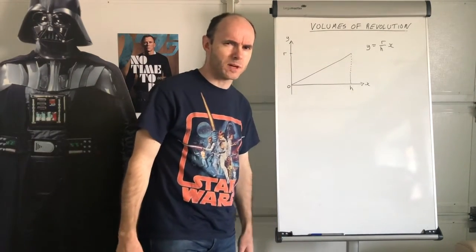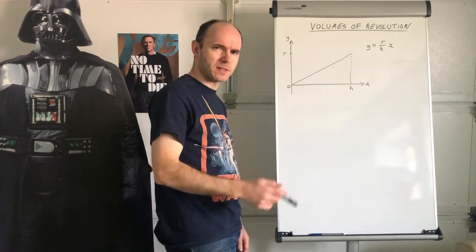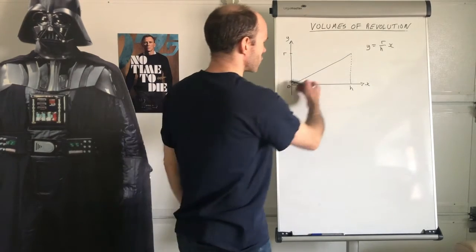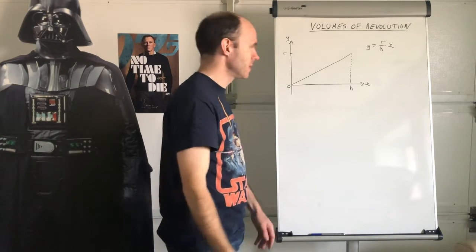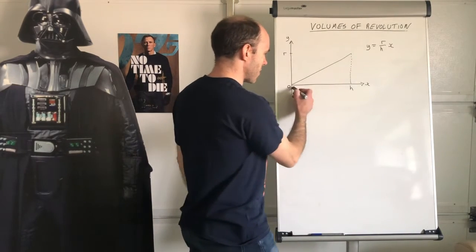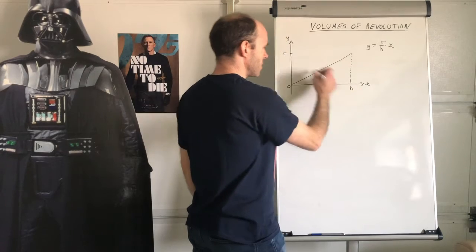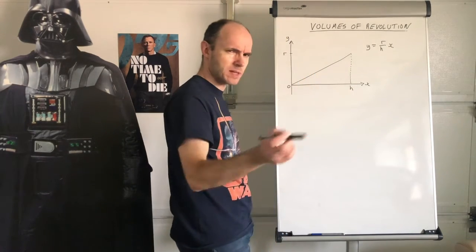This is a nice example I thought I'd share with you. So you might think this is an unusual one. This is a straight line, so it's of the form y equals mx, isn't it? Okay, so there we go. But this time what I've done is I've chosen that length to be h and that value there to be r. You might see where this is going.